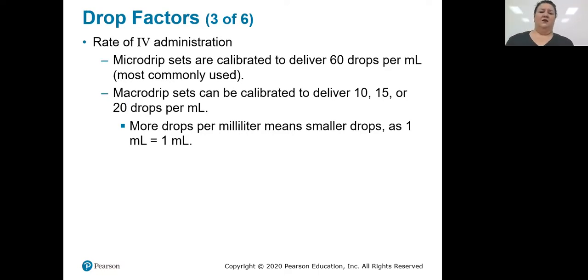So our micro drip sets are calibrated to deliver 60 drops per milliliter, and this is the most common drop factor. Anytime an equation does not tell you what your drop factor is going to be, you are to presume that it is 60 because this is the most commonly used. If it's not 60, they should be stating it within the problem. So your macro drip sets can be calibrated to deliver 10, 15, or 20 drops per milliliter. The more drops per milliliter means smaller drops within that 1 milliliter, because again, 1 milliliter is still 1 milliliter, regardless of the number of drops contained within it.